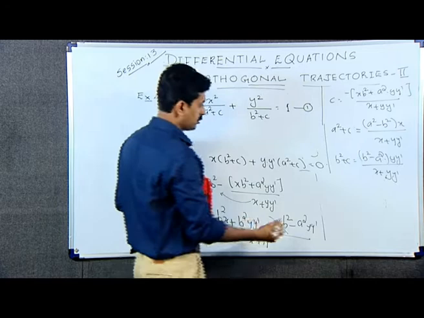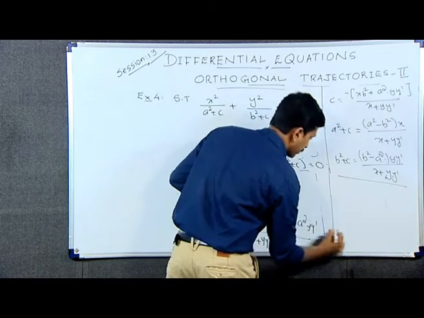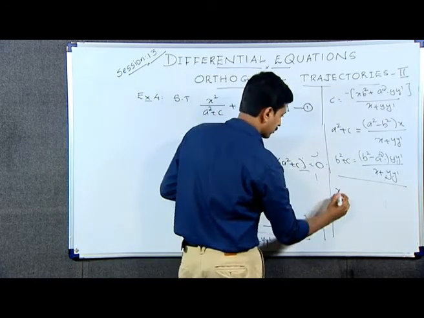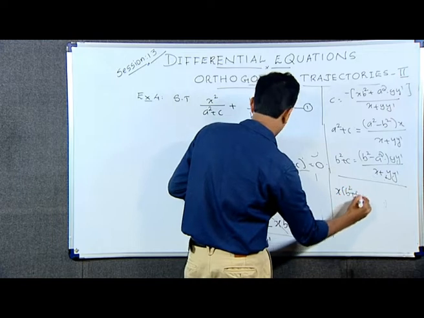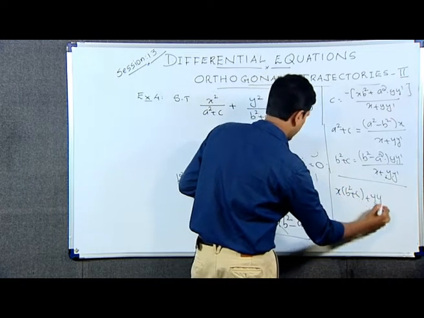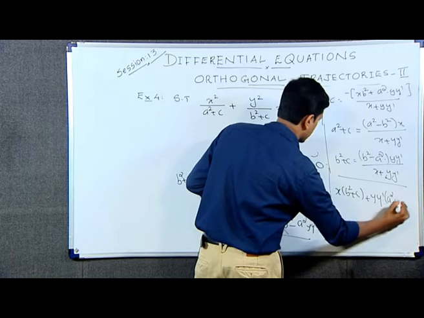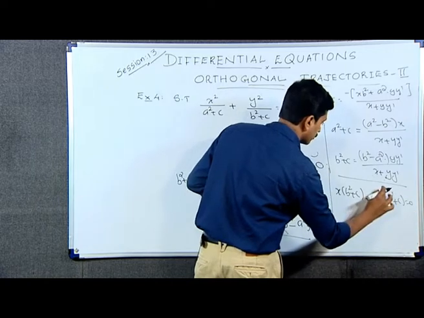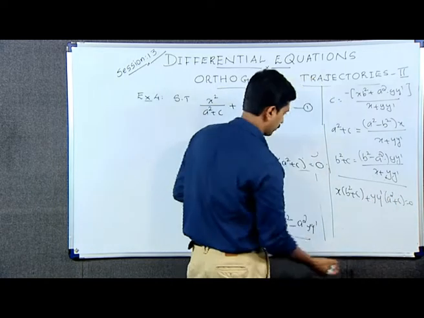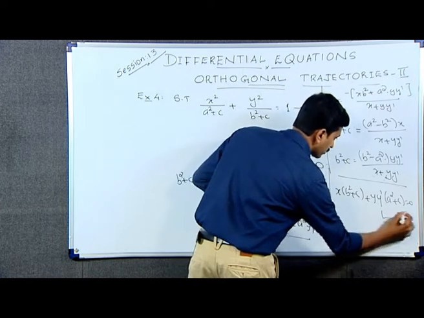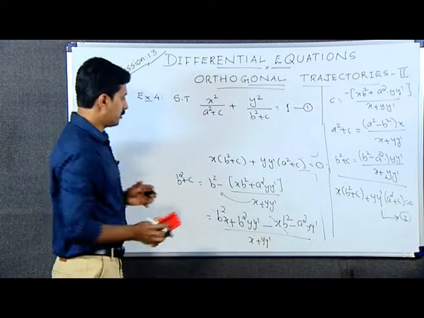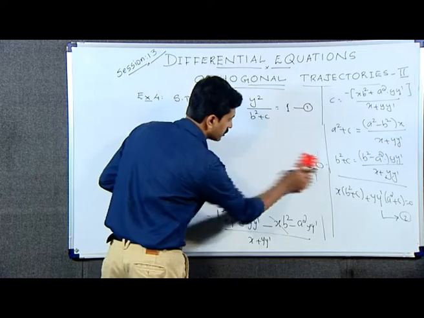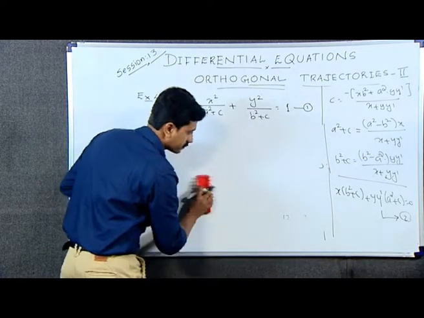I am taking equation 2 also inside: x into b square plus c plus y y dash into a square plus c equal to 0. This is equation number 2. We put a square plus c and b square plus c in equation 1.